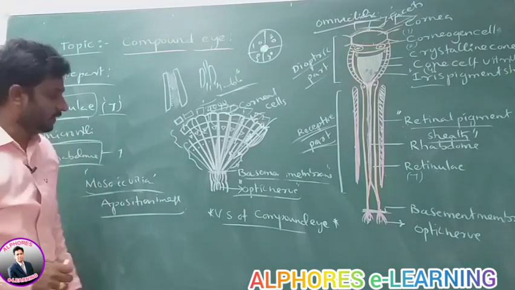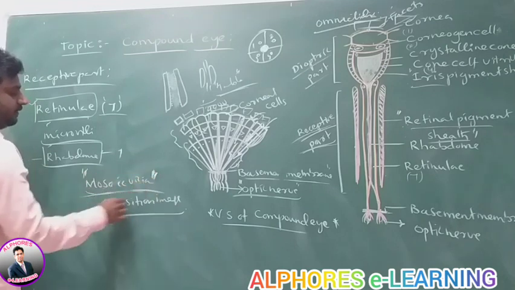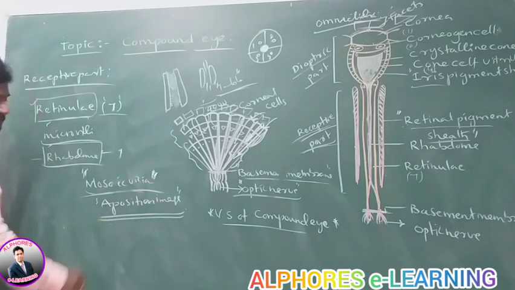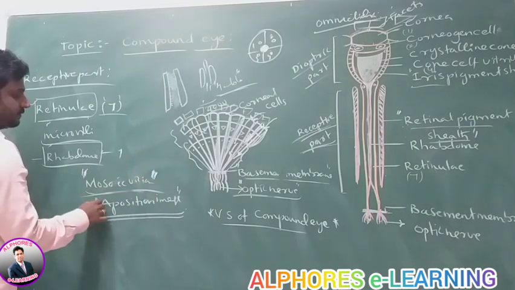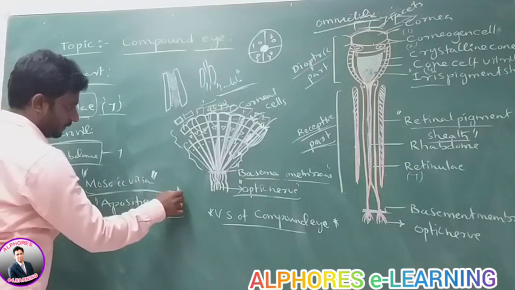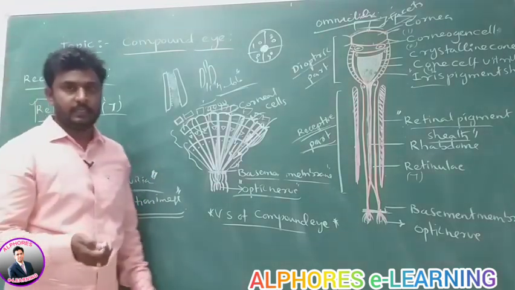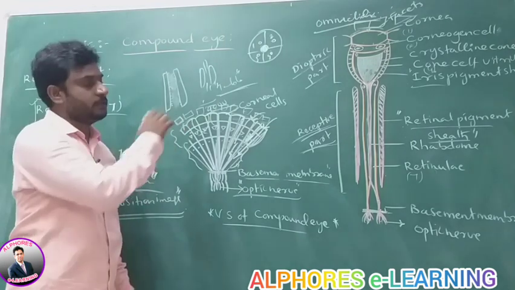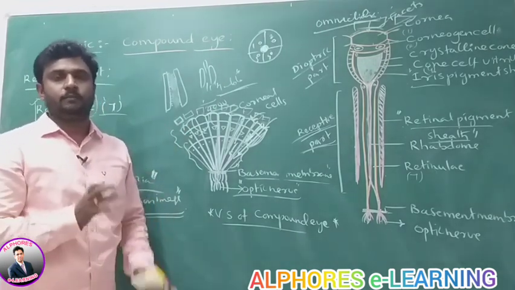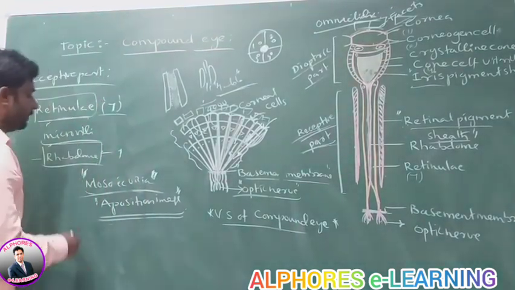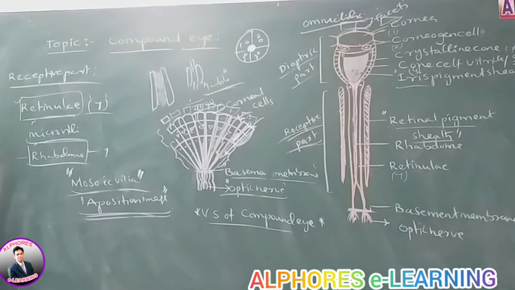So this type of image formation is called mosaic vision, or apposition image. Mosaic vision or apposition image is formed in the cockroach. How is it formed? The object is divided into 2000 small units and each unit is focused on one ommatidium. Total 2000 pieces are united to form only one image. This type of image is called a mosaic image or apposition image.